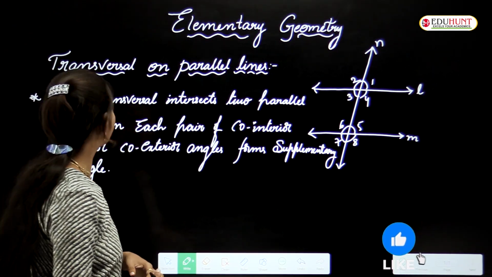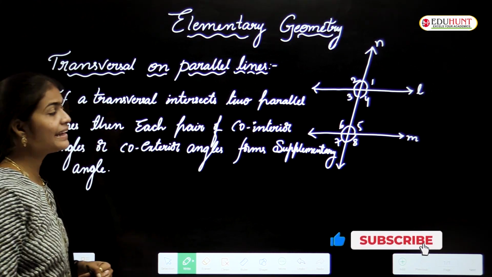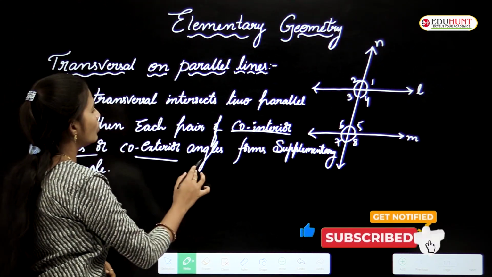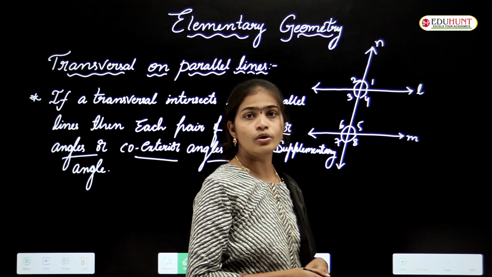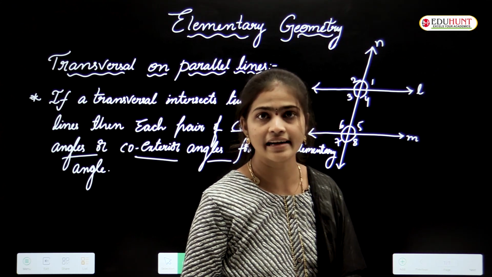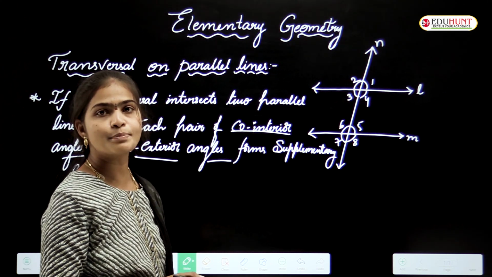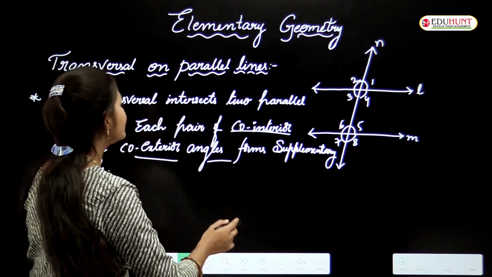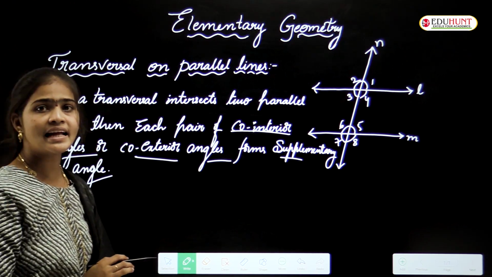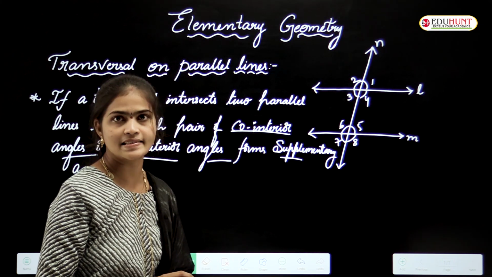So see this statement here: if a transversal intersects two parallel lines, then each pair of co-interior angles or co-exterior angles, which we also call allied angles, forms a supplementary angle. Forms a supplementary angle means its sum should be equal to 180 degrees.